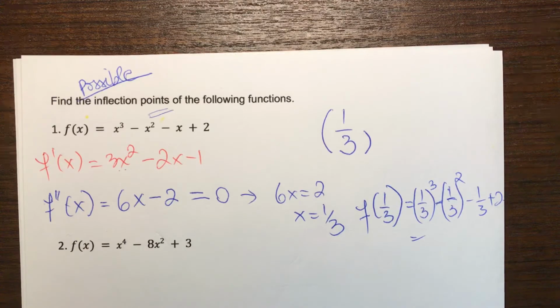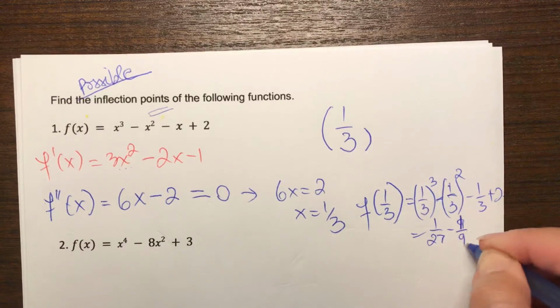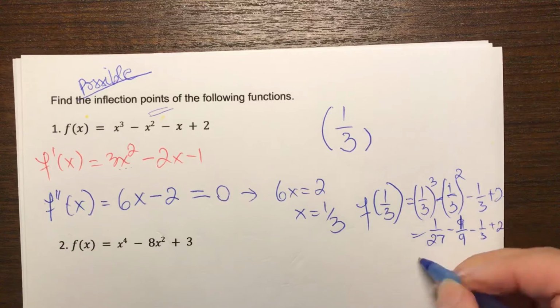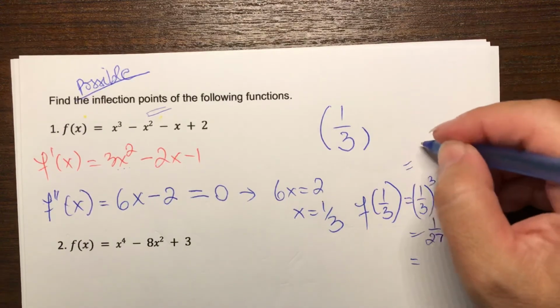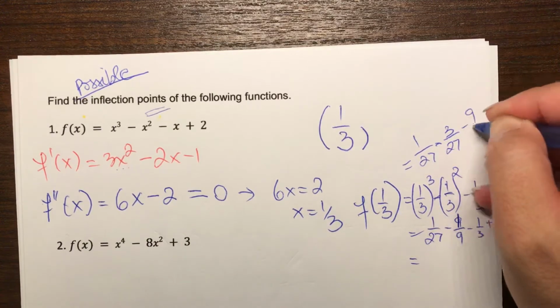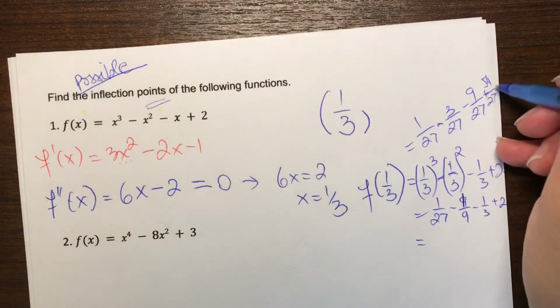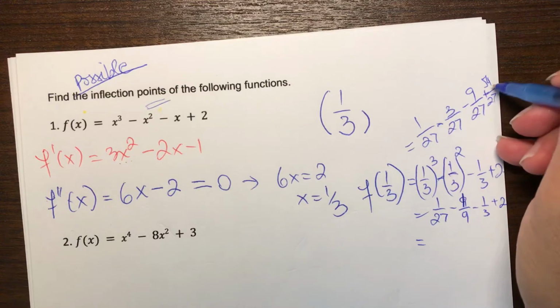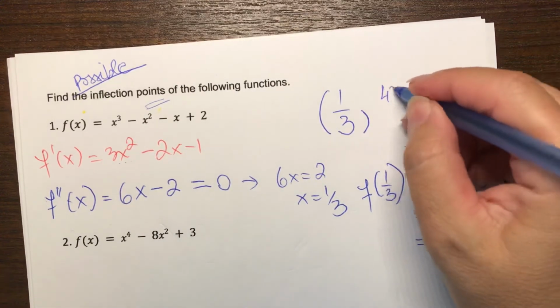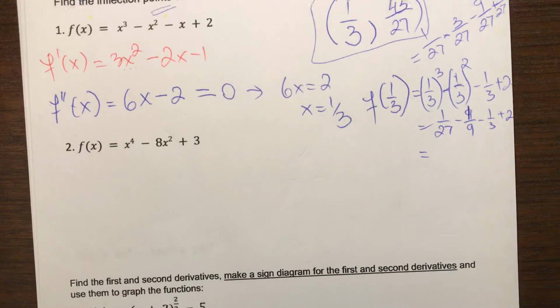No, I did not. Okay, so 1 over 27, I have to do this. 1 over 9 minus 1/3 plus 2. Why am I doing this? You guys can put it in, fine. 1 over 27 minus 3 over 27 minus 9 over 27 plus 54 over 27. So 55 minus 12 is 43 over 27. There you go. All right, did the math. Faster than putting in the calculator.